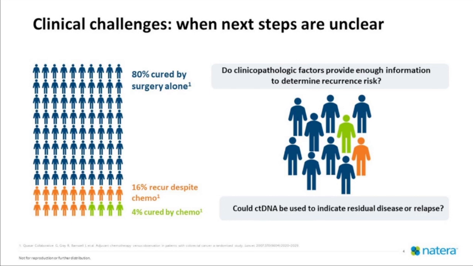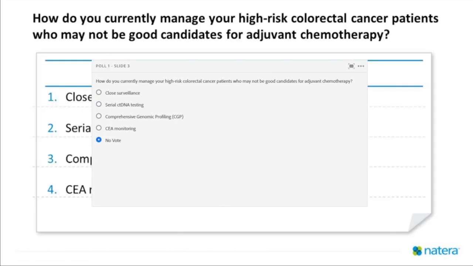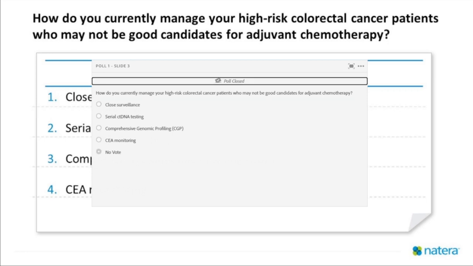Very good. So let's go put up our polling questions now to you in the audience. You've seen the questions. How do you currently manage your high-risk colorectal cancer patients? And you can see the answers as they settle out here. We've got quite a split decision. And we'll go ahead now and close that poll. And I'll ask Dr. Botta to continue. Dr. Botta. Thanks so much.